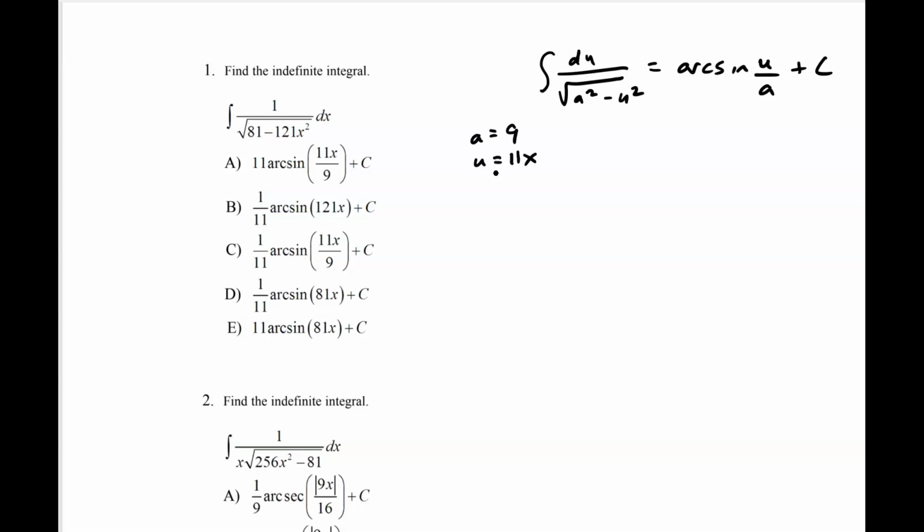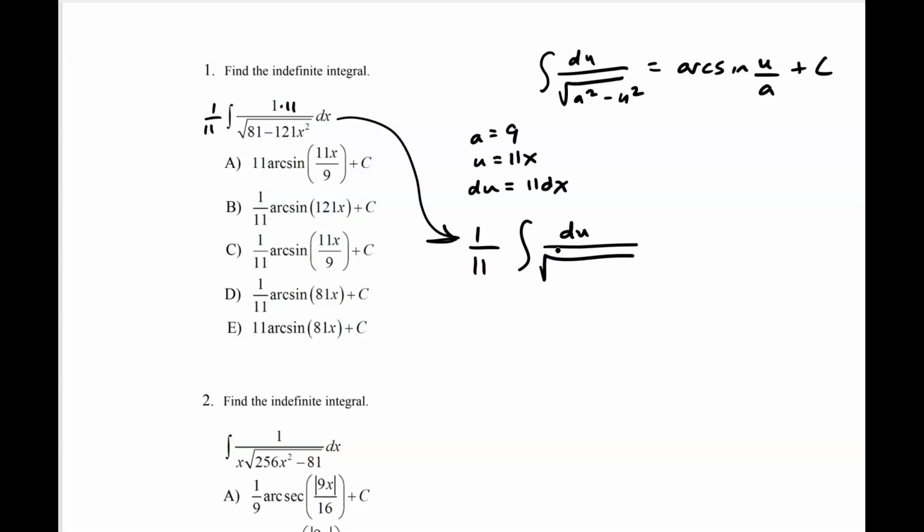Now, we still have to do a du, because remember, we're going to convert this into the integral of du over the root of a squared minus u squared. So du would be 11 dx, and you have some adjustments to make. We need to multiply this by 11 on the inside and 1/11th in the front. Then I can rewrite this as 1/11th times the integral of du divided by the root of my a squared minus my u squared.